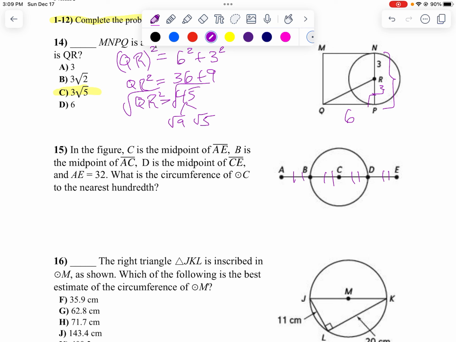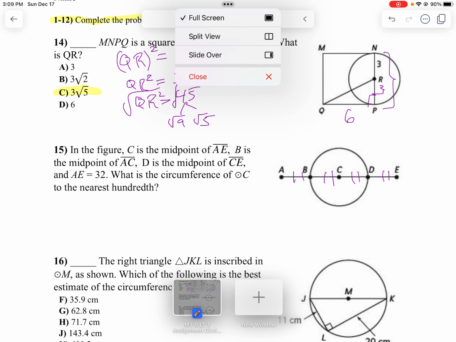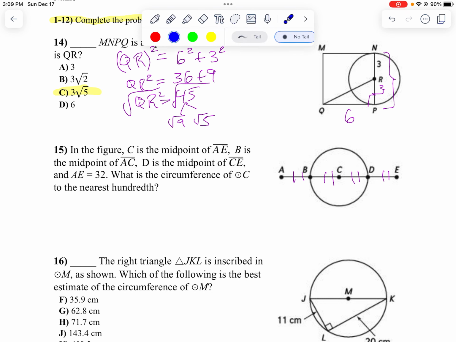Okay, now, and we know A to E is 32. So if we take a look at it here, there are 1, 2, 3, 4 parts. So 32 divided by 4 is 8. So I know each one of these are 8 units long.